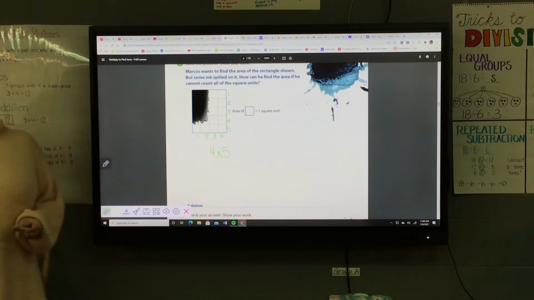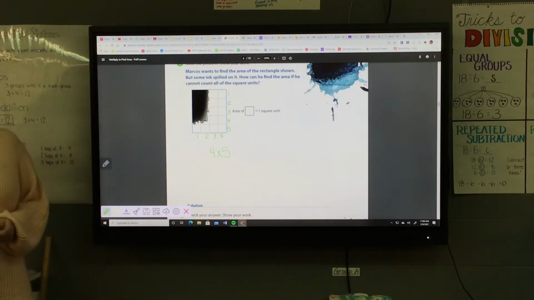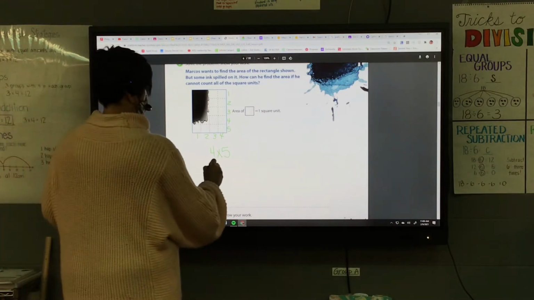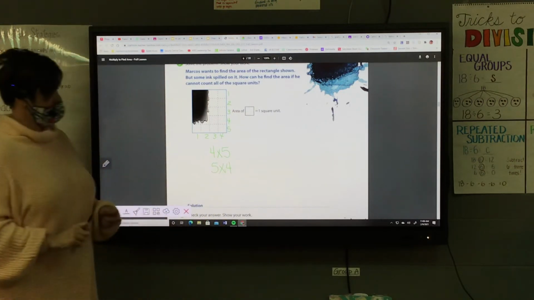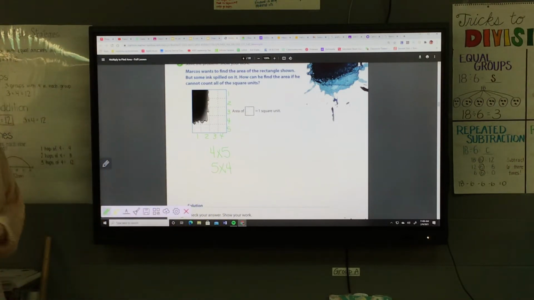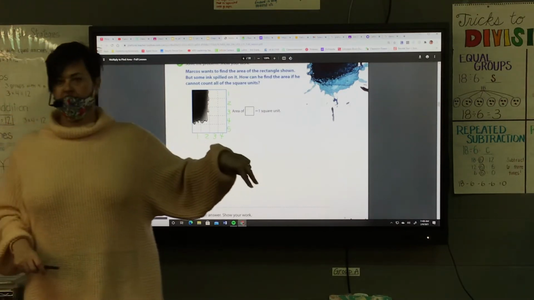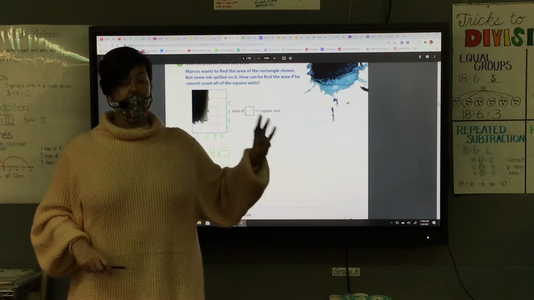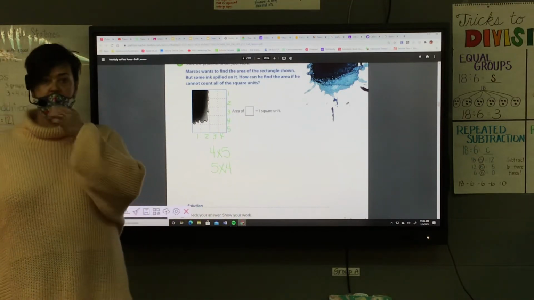Connor, nice and loud. I counted the width, then I counted the length. It was 5 and 4, so I multiplied that. Okay. Turned it into an array. Multiplied 5 times 4, and 5 times 4 equals 20. So then would 4 times 5 equal 20? Mm-hmm. Anybody do it different than these two ways?